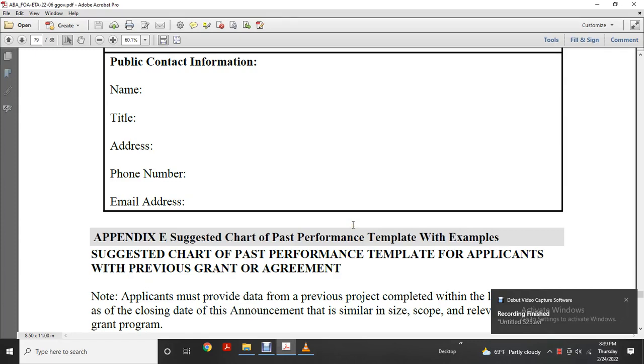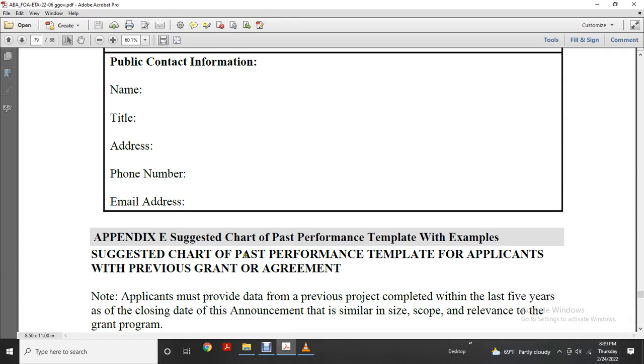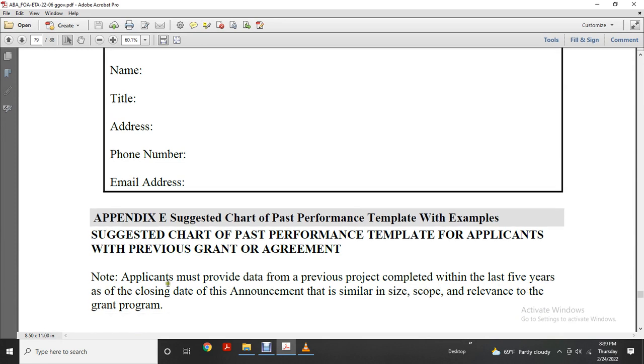Appendix E, suggested chart: past performance template with example. The suggested chart of the past performance template for the applicant for the previous grant. The applicant must provide data on previous projects completed within the last 5 years of the closing date of the announcement, of similar size and scope and relevance to the grant program.